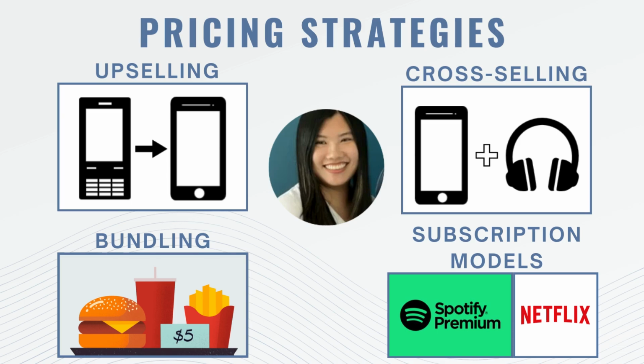Another thing we have is software as a service, for example Microsoft 365, and membership programs, like a gym membership, Costco's, or Amazon Prime membership. For these four pricing strategies, upselling, cross-selling, bundling, and subscription models are common techniques used by businesses to optimize their revenue generation and cater to different customer needs and preferences. They can often be used in combination to create a more comprehensive and effective pricing approach.